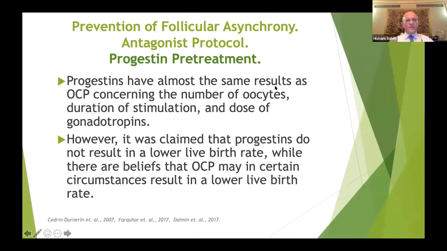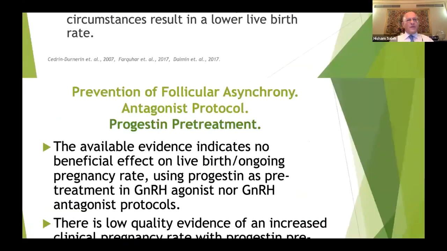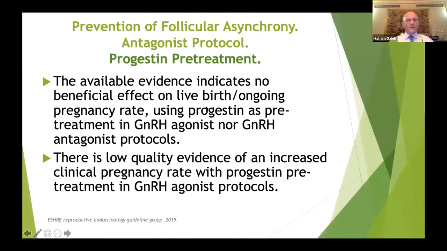Progestins have almost the same results as oral contraceptive pills concerning the number of oocytes, duration of stimulation, and dose of gonadotropin. However, it was claimed that progestins do not result in a lower live birth rate, while there are beliefs that oral contraceptive pills may, in certain circumstances, result in a lower live birth rate if used as a pretreatment in antagonist protocol. The available evidence indicates no beneficial effect on live birth rate or ongoing pregnancy rates using progestins as a pretreatment in GnRH agonist or antagonist. However, there is low quality evidence of an increased clinical pregnancy rate with progestin pretreatment in the agonist protocol.